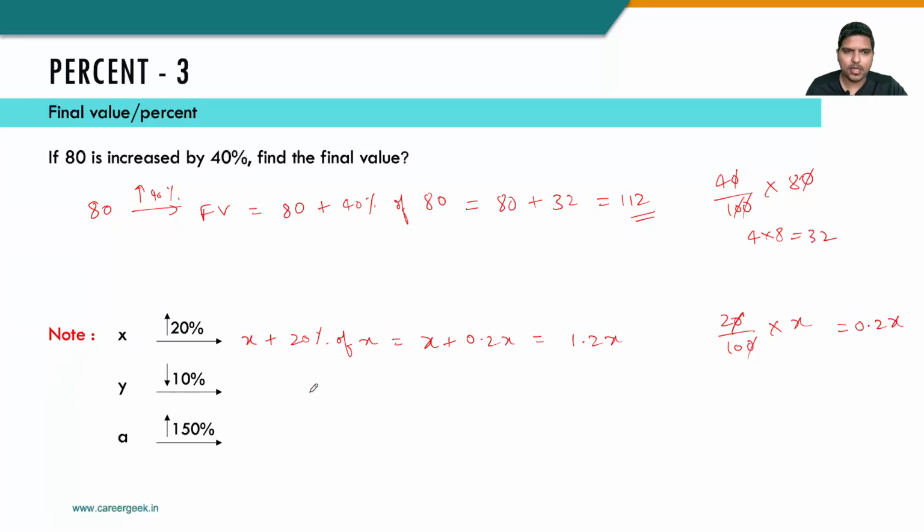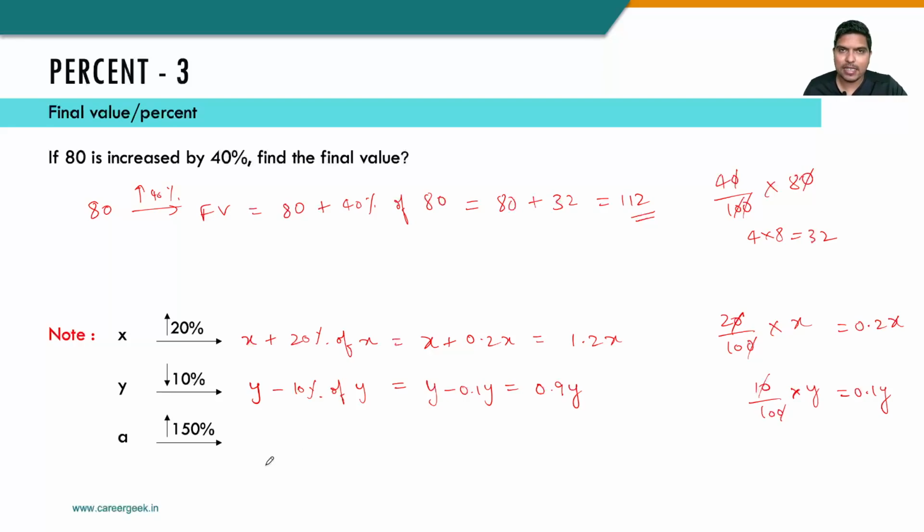Similarly, you can pause and try to solve the other two. Now, y is decreased by 10%. So the final value is going to be y minus 10% of y. Again, 10% of y is 1 upon 10 y, or 0.1y, which gives 0.9y.